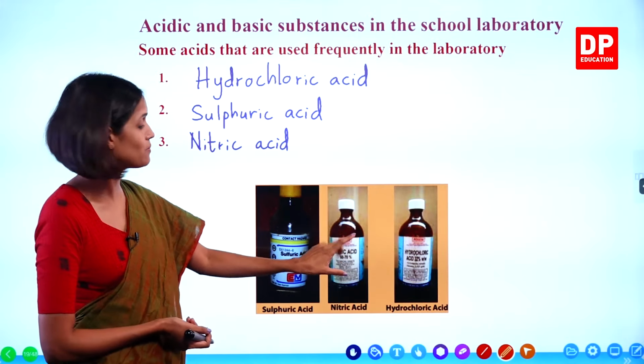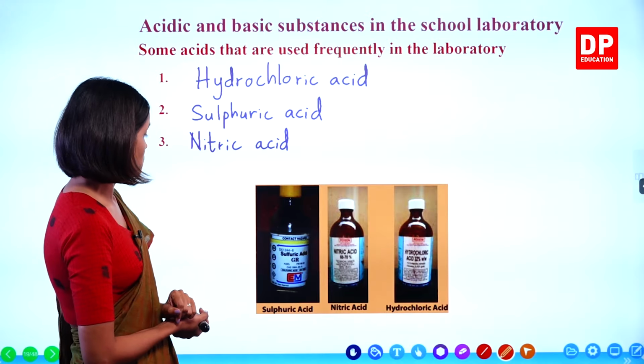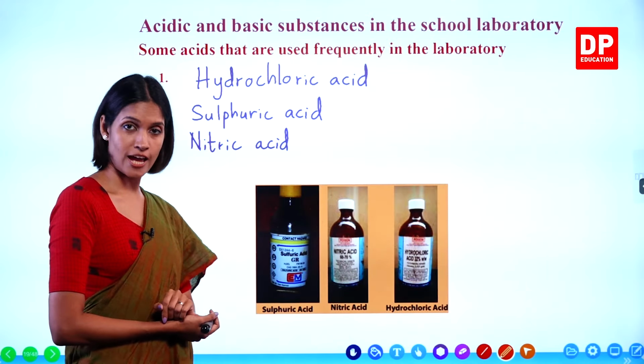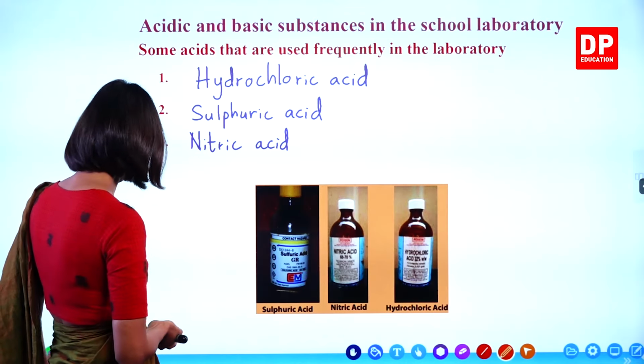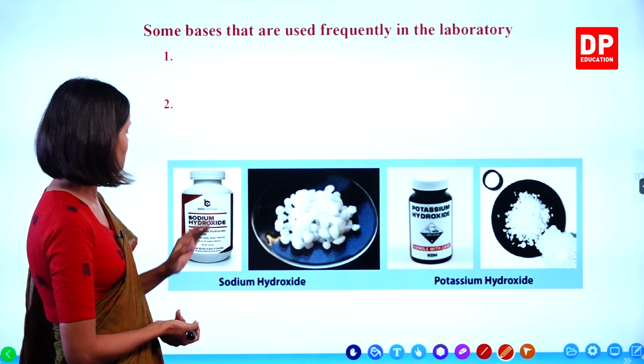When you go to the lab, you can observe these things carefully, right? So the chemical formula is also given apart from the common name. Understand, children? We will move to the next one. Next, some bases that are used frequently in the lab. Okay, what are the bases?